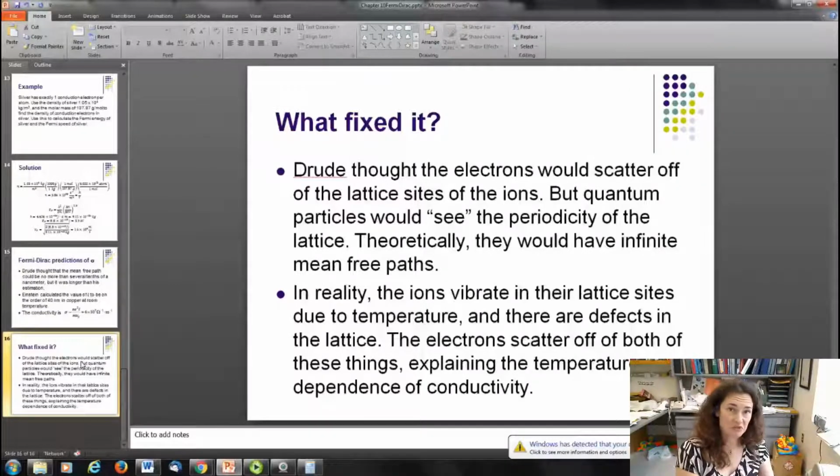And of course, the amplitude of vibration is going to increase as the temperature of the solid increases, which would mean that the conductivity is going to get lower and lower as the amplitude of vibration gets higher and higher, right? And that makes sense.